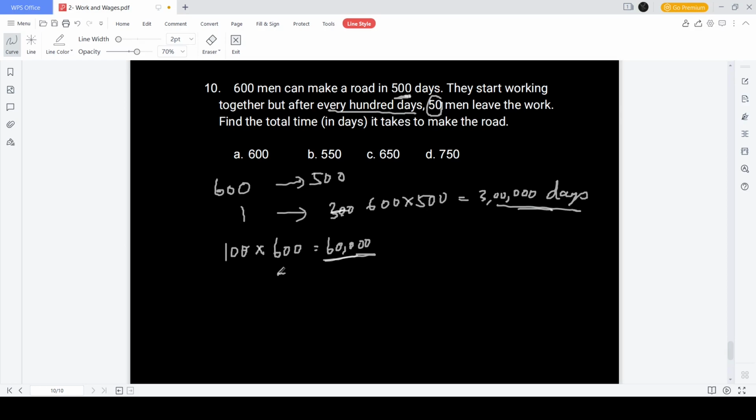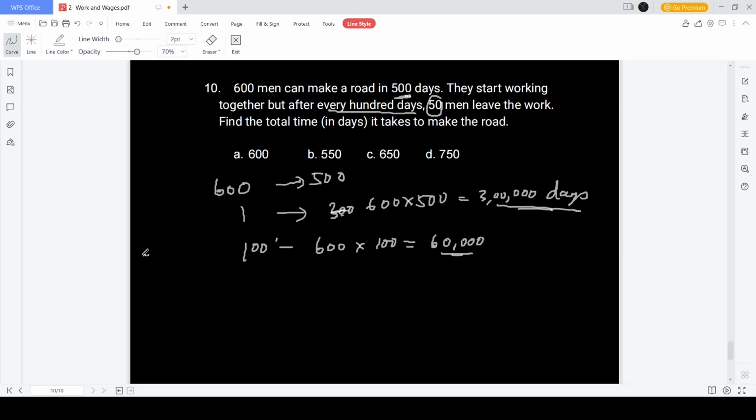Then in the next 100 days, 50 men leave the job. So basically, how many are left is 550. Okay, so in the first 100 days, there is 600 into 100 units of work done. So this becomes 60,000 units of work done.